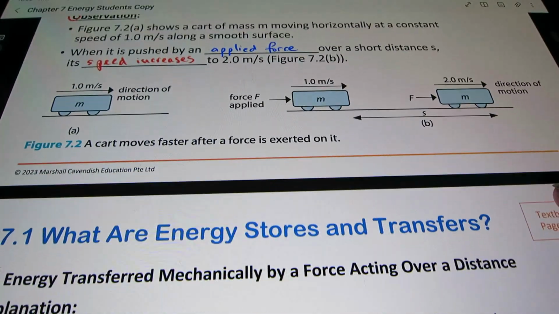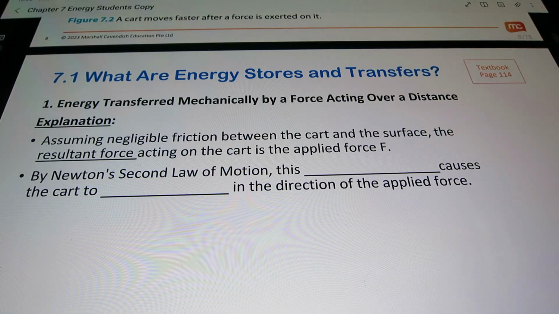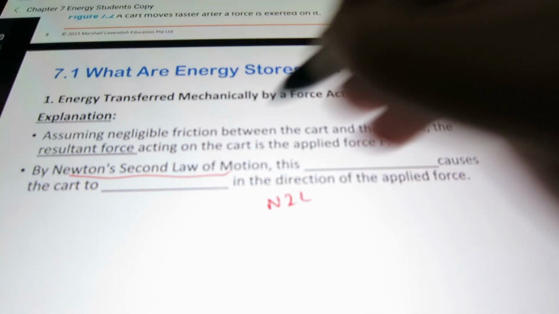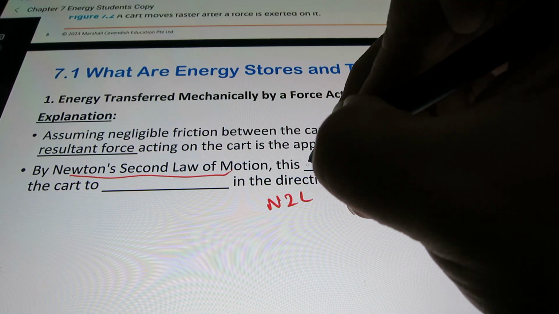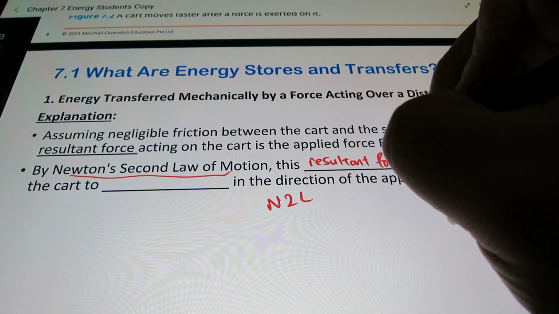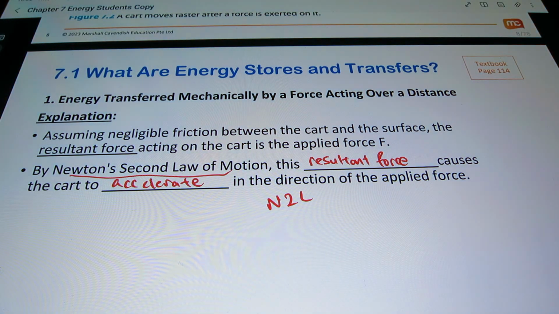Now, how do I explain why the speed of the object increases? The explanation is something that you should be able to explain from things that you have learned in other chapters. Alright, so in this case, speed increase just means acceleration. And when you want to explain why an object accelerates, you are using your Newton's second law here. So Newton's second law states that when I have a resultant force acting on an object, the object will accelerate in the direction of the force. Basically, that is your explanation, right?